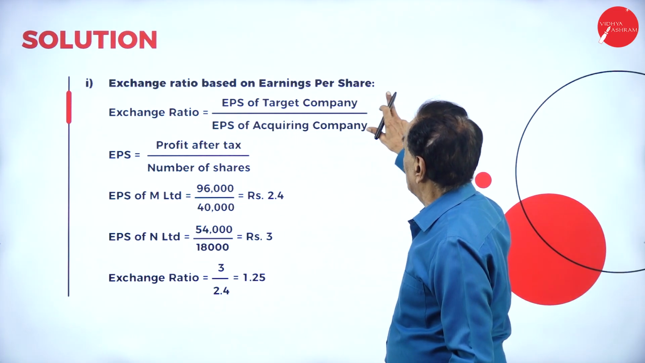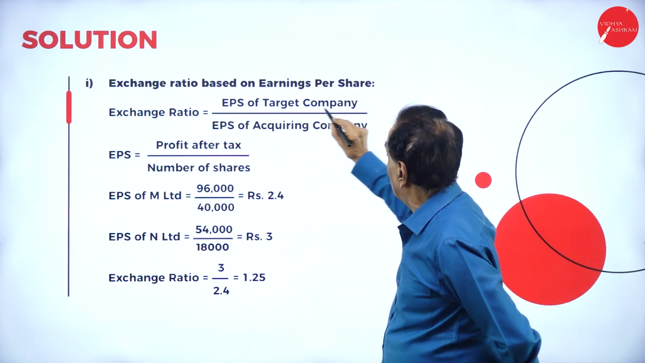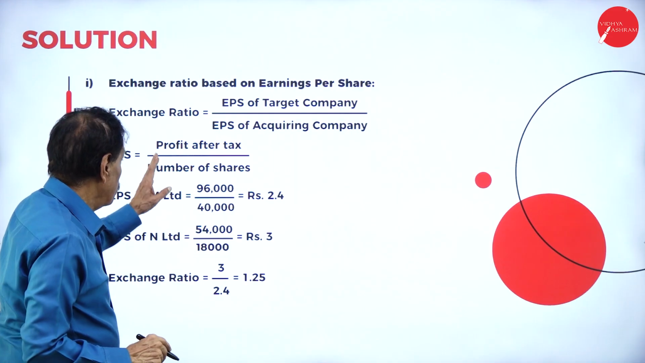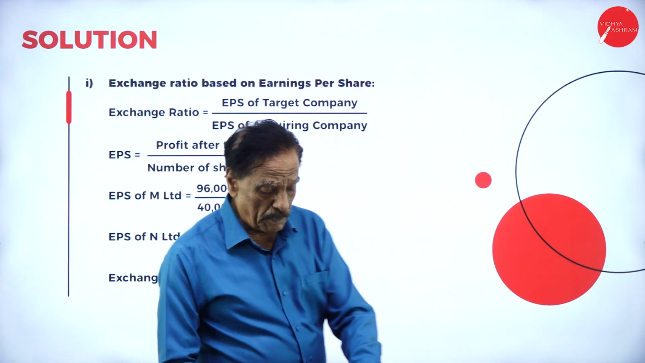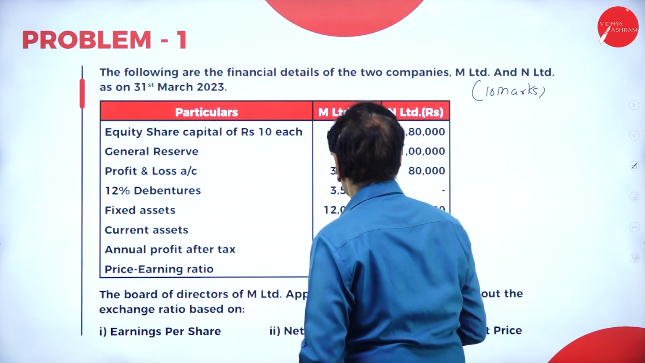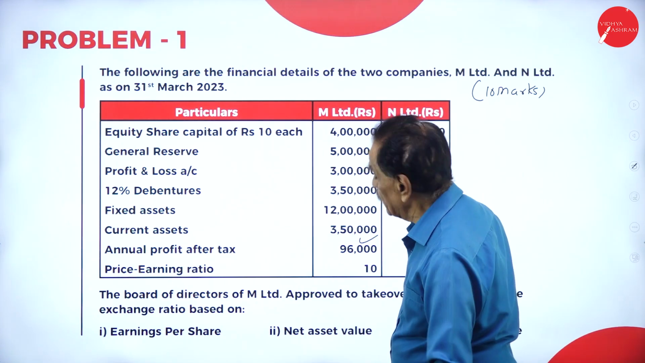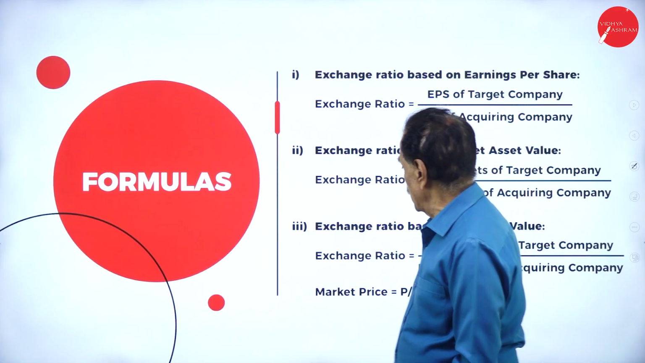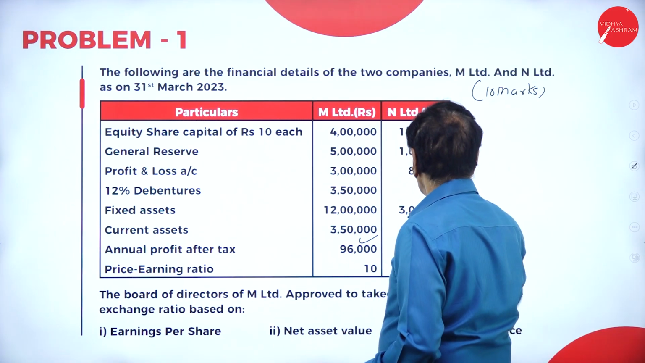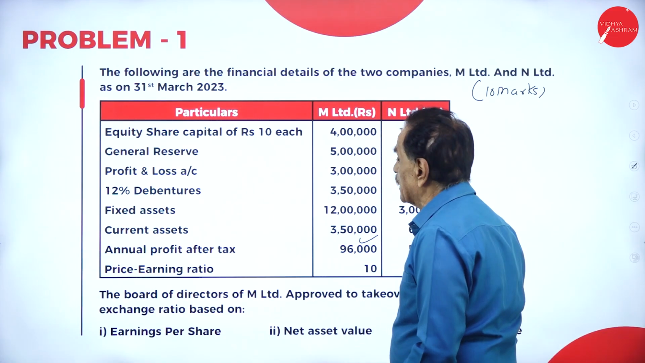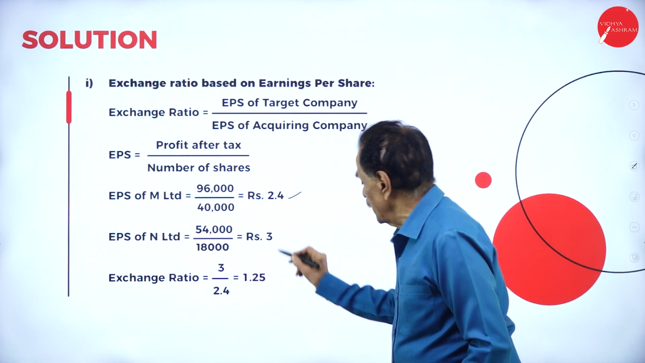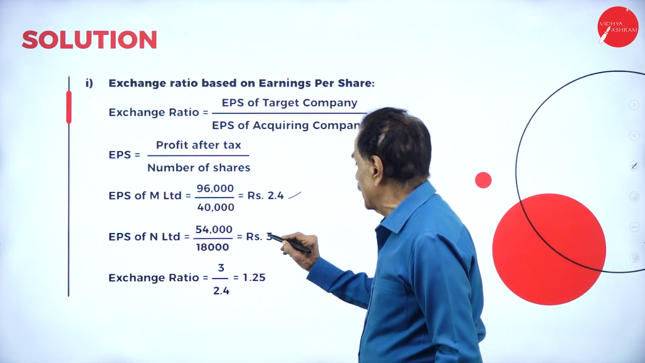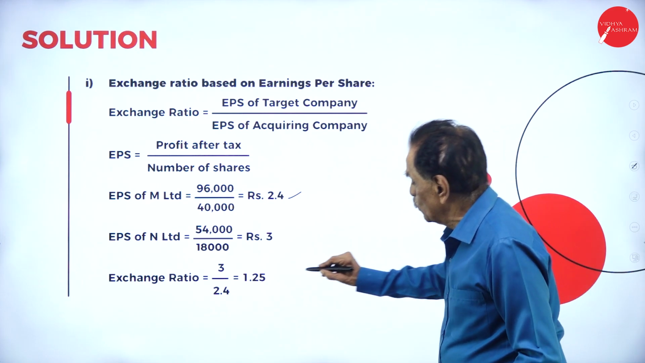So, exchange ratio based on earning per share: exchange ratio is equal to earning per share of target company divided by earning per share of acquiring company. EPS is profit after tax divided by number of shares. Come back to the problem now. Profit after tax is 96,000. Share capital 4 lakh divided by 10 is 40,000 shares. 96,000 divided by 40,000 is 2.4. This goes in favor of M Limited. Then come back to N Limited. Profit is 54,000, and 1,80,000 divided by 10 is 18,000 shares. 54,000 divided by 18,000 shares works out to rupees 3. So exchange ratio is target company divided by acquiring company: target is 3, acquiring is 2.4. It works out to 1.25.